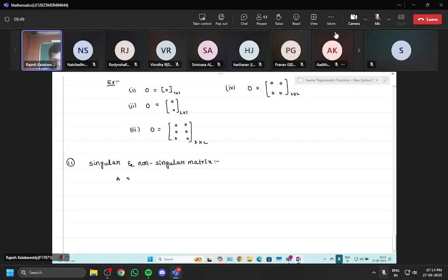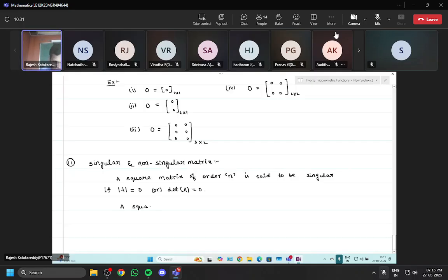A square matrix of order n is said to be singular if determinant of A is equal to 0. Determinant we will also write as det of A equals 0. We will learn about this in detail in the next chapter. For a definition, you can write this.